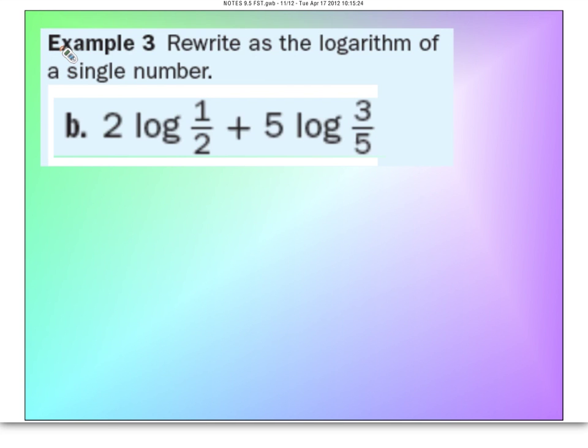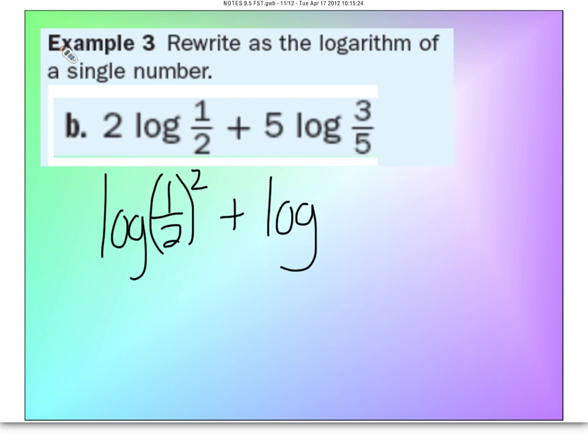Let's look at this one. Again, it looks like we have addition, which is going to become multiplication. We do have coefficients in front of our logs, so let's bring those forward as exponents. So this is going to be log of 1/2 squared, plus log of 3/5 to the 5th power. So let's actually simplify this. Remember, this exponent goes here and here, same as that. So let's simplify it first.